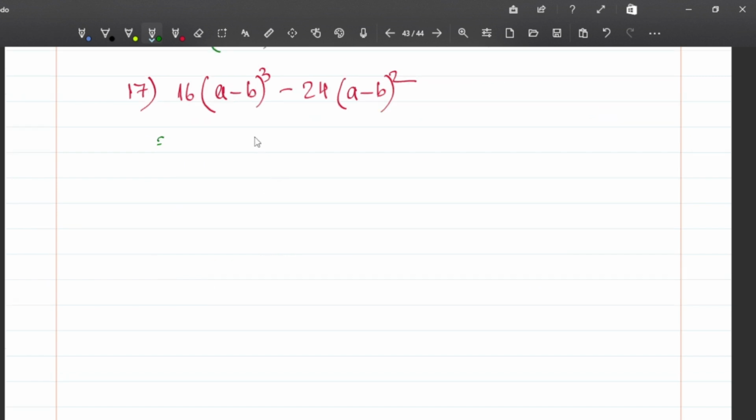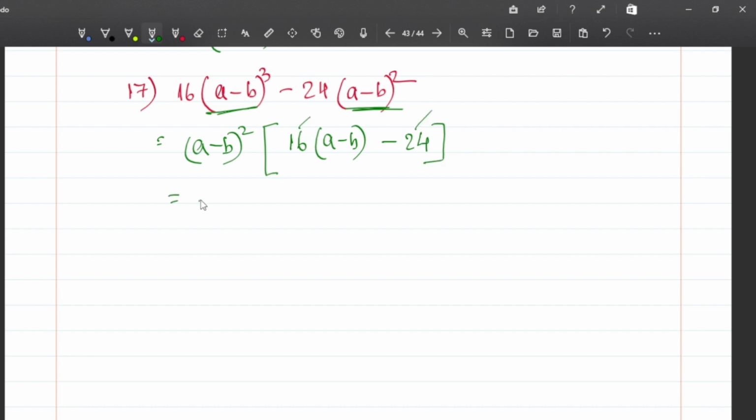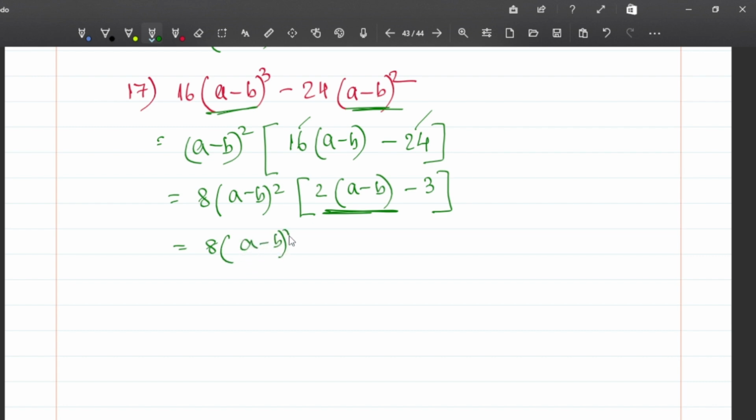Let's start sum number 17. So here the a minus b whole square is a common. So what is now left? 16a minus b minus 24. Now what is the common from here? 8 is another factor which we can take common. Just multiply this and get the result.